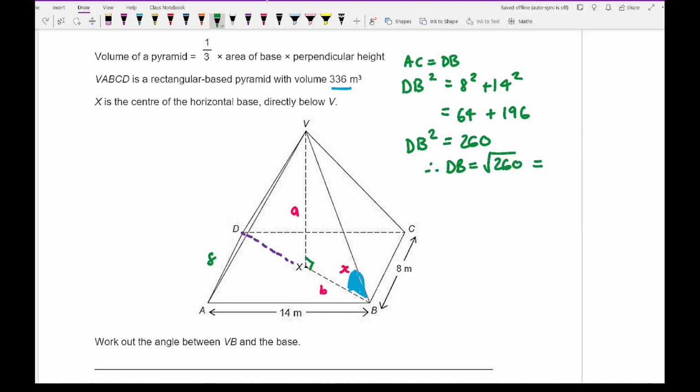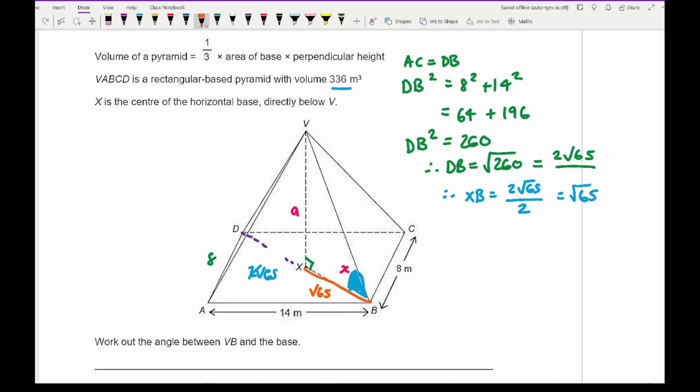The square root of 260 is the square root of 4 times 65, so that's 2 root 65. Then XB is going to be 2 root 65 divided by 2, because it's half the distance. So all of this here is 2 root 65, and half of that is simply root 65. So what I've worked out is that this line here is root 65.